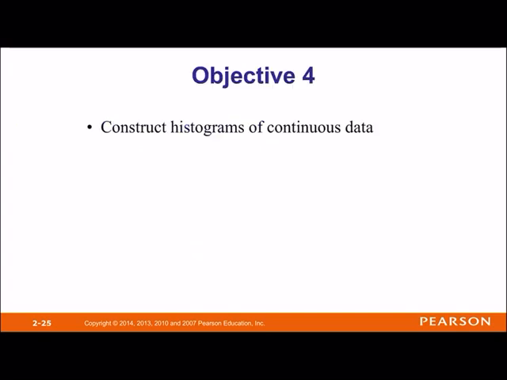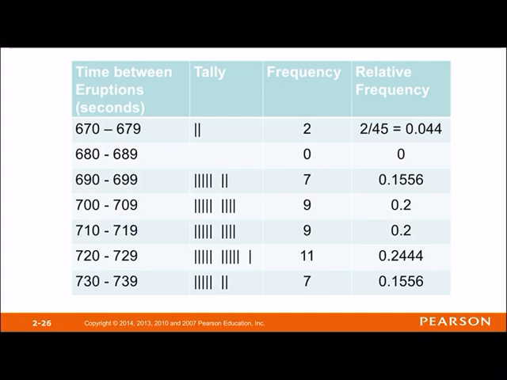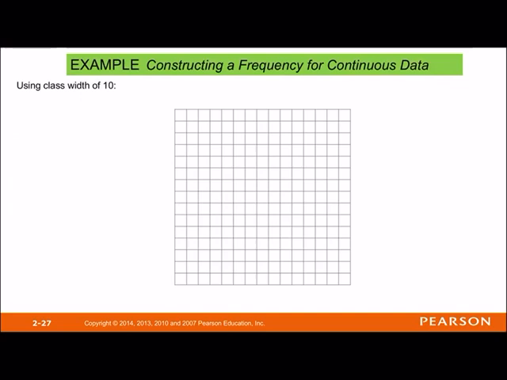So for objective 4, we're going to construct histograms of continuous data. We're going to take that chart that we just made before, the one that went by class width of 10, not the one that I showed you after, and we're going to make a frequency histogram for that. So, constructing a frequency histogram using the class width of 10, the one that was on the last slide.